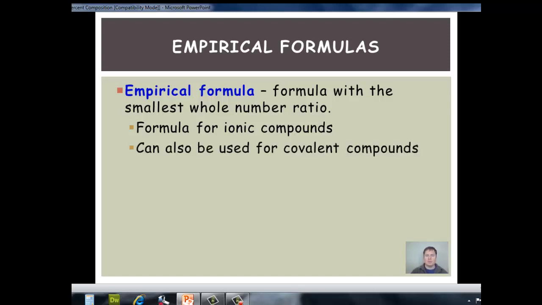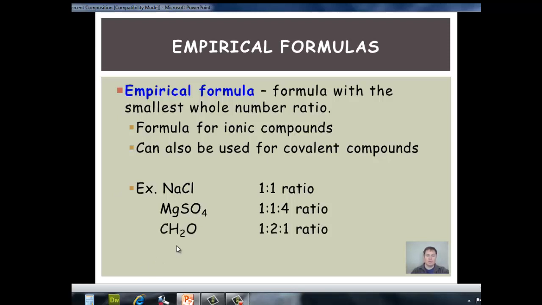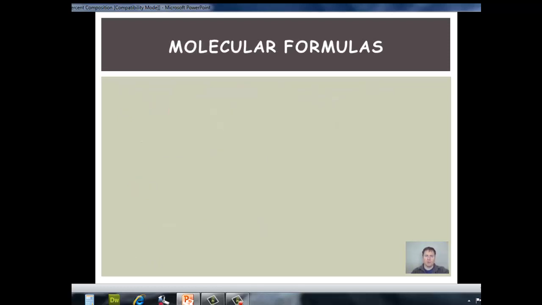We can also do this for covalent compounds. Sometimes we may need the empirical formula, but more likely we're going to be using the molecular formula. Here's an example: NaCl has a ratio of 1 sodium to 1 chlorine atom. Magnesium sulfate, 1 Mg, 1 S, 4 oxygen. So those are our lowest whole number ratios. One last one, CH2O: 1 carbon, 2 H's, 1 oxygen, a 1 to 2 to 1 ratio. Alright, so that's empirical formula.